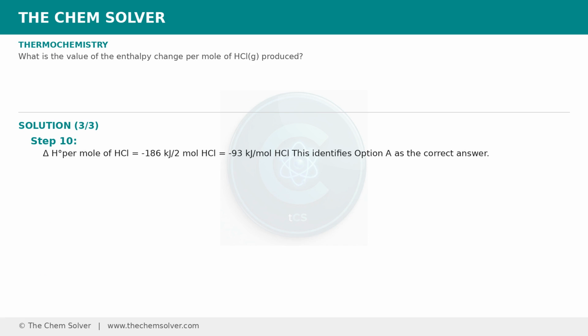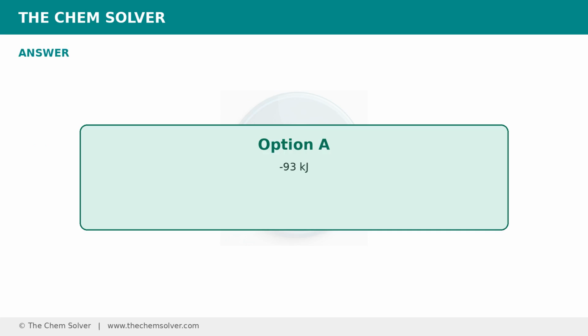Delta H degrees per mole of HCl equals minus 186 kilojoules over 2 moles HCl, which equals minus 93 kilojoules per mole HCl. This identifies option A as the correct answer. The correct answer is option A, minus 93 kilojoules.